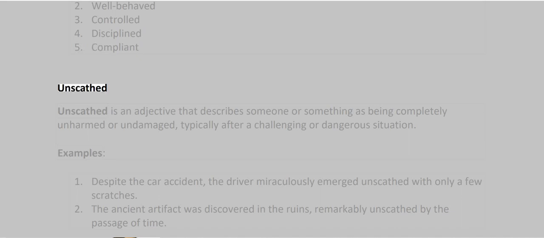Unscathed. Unscathed is an adjective that describes someone or something as being completely unharmed or undamaged, typically after a challenging or dangerous situation. Examples. 1. Despite the car accident, the driver miraculously emerged unscathed with only a few scratches. 2. The ancient artifact was discovered in the ruins, remarkably unscathed by the passage of time.